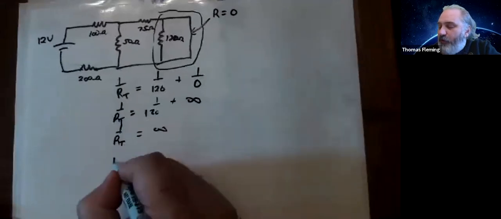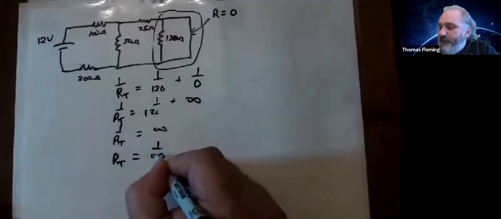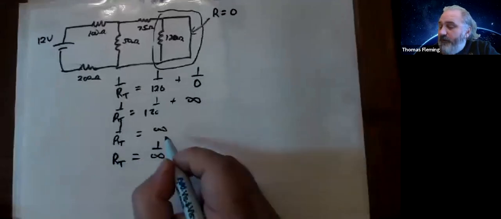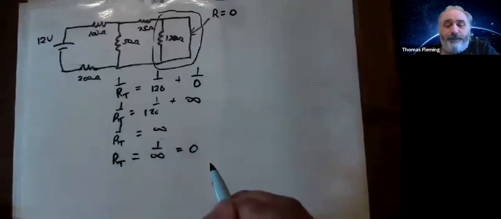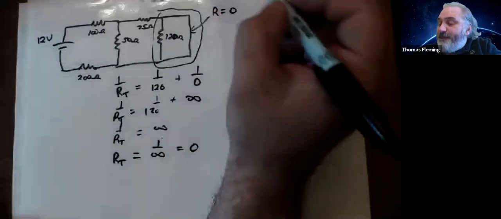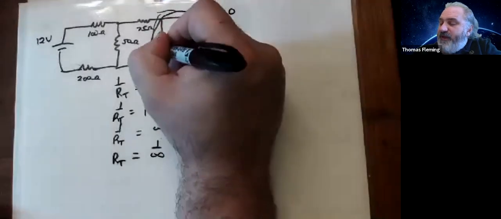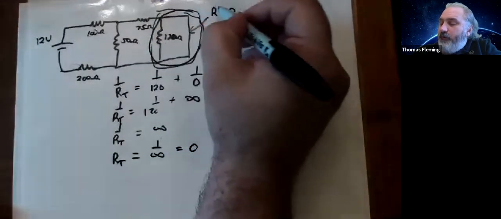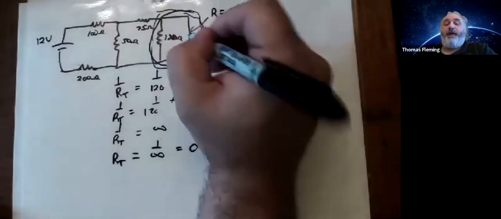But that means that R total is 1 over infinity, and anything divided by infinity is 0. Does that make sense? Yes. So this thing right here is like a 0 resistance. It's like that 120 is not even there.